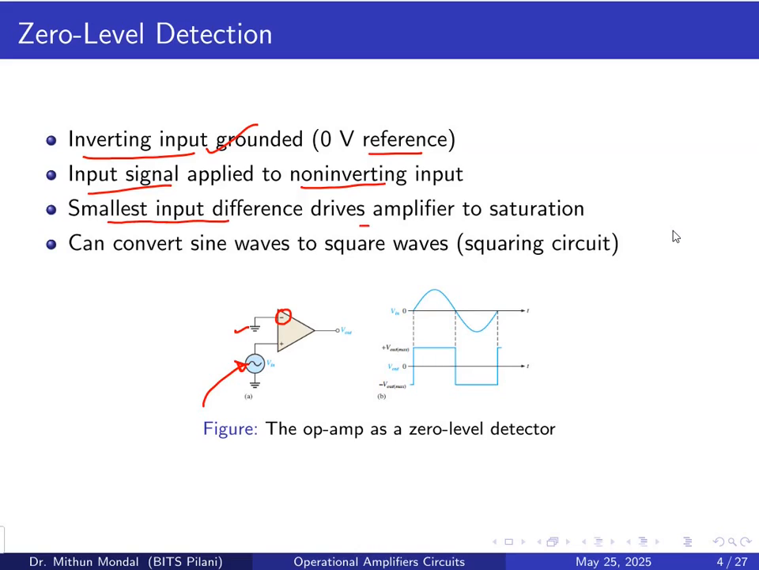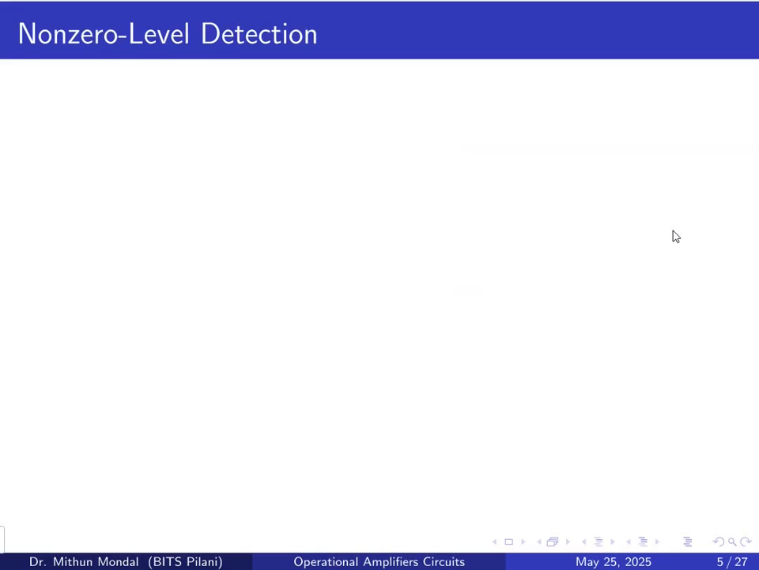The smallest input difference drives the amplifier to saturation. Whatever difference we get at the input will drive the amplifier to saturation, and hence it can convert a sine wave to a square wave, which is known as a squaring circuit. So if the input is a sine wave, the output is a square wave that goes from minus V out maximum to plus V out maximum.